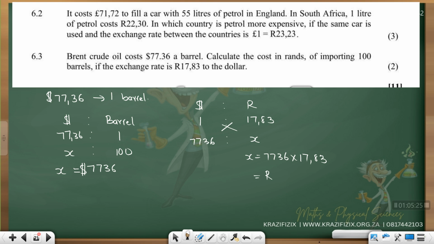137 932,88. 932. Do we agree with this answer? Okay, so guys, that is how we deal with finance and conversion.